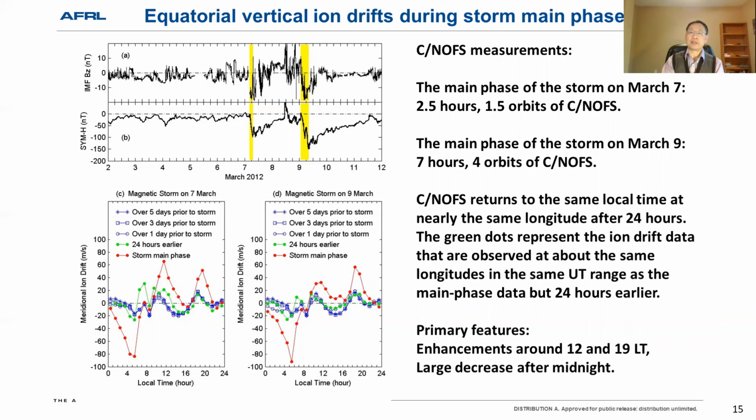In the examples, the green dots represent the ion drift data 24 hours before the storm onset, and the red dots represent ion drift during the storm main phase. The meridional or vertical ion drifts are increased on the dayside and in the post-sunset sector, and decrease in the post-midnight sector.